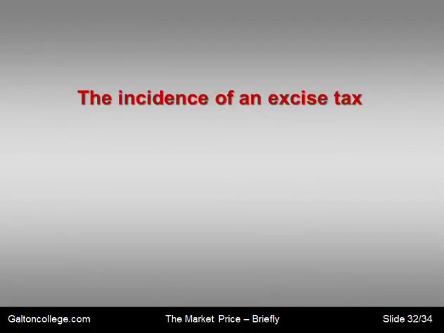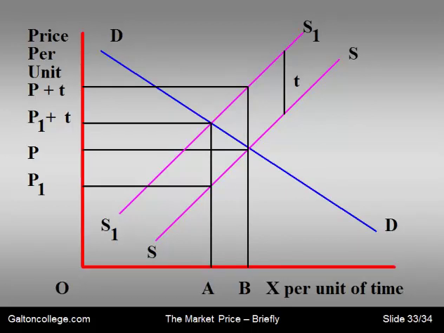Now let's look at the incidence of tax. If the government imposes a tax on a product, who pays the tax? Is it the consumers or is it the producers? Now this diagram looks absolutely horrendous, but let's deal with it. Let's first of all look at the supply curve SS. That's the supply curve, and the demand curve, of course, is DD. So the initial equilibrium is at the point P.